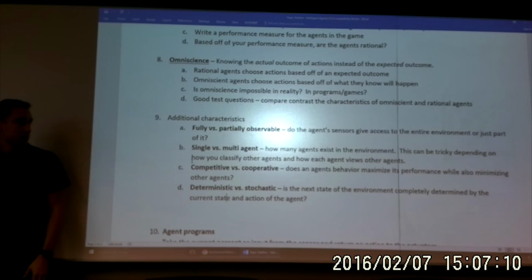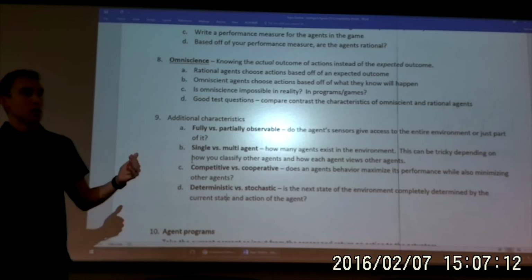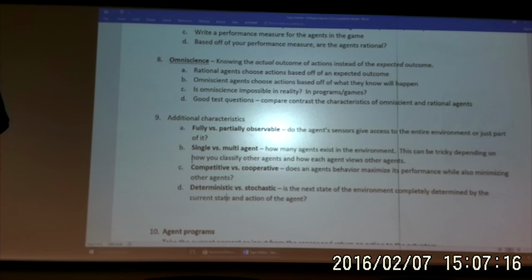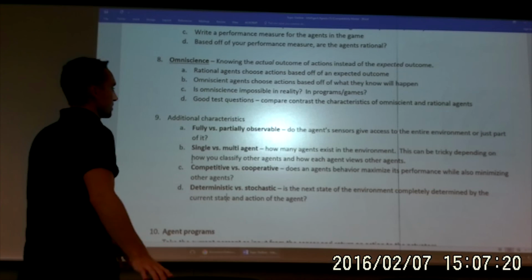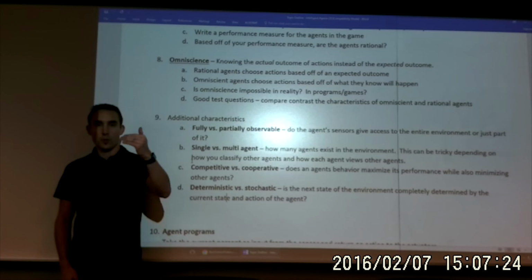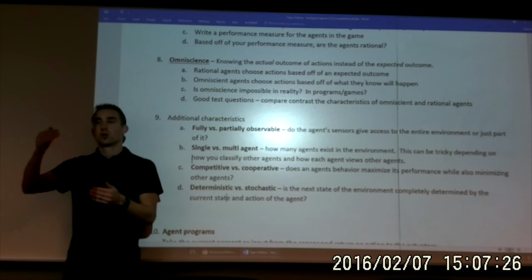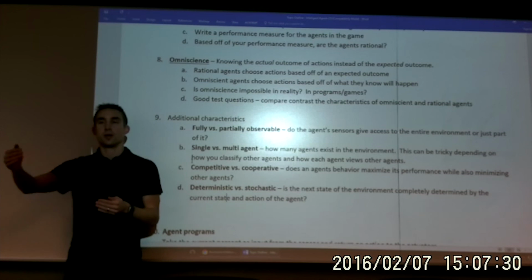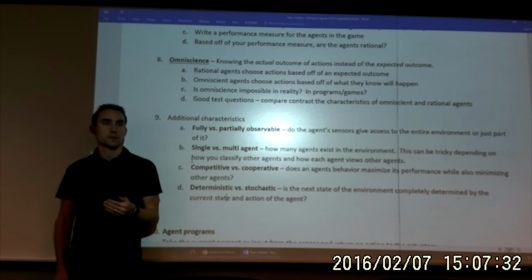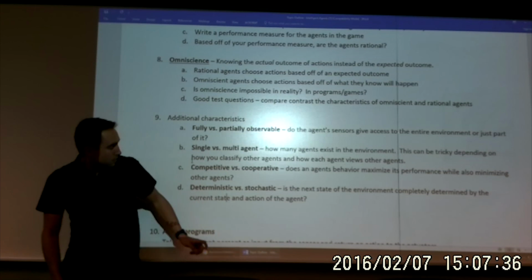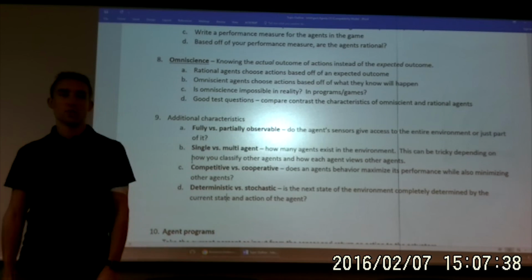Competitive versus cooperative. In a multi-agent environment, or even if you're playing against a human, are you trying to help the other player or hurt the other player? Are you trying to maximize the other player's performance measure, or are you trying to minimize the other person's performance measure? A lot of common sense here with B and C. Part D gets a little bit tricky.